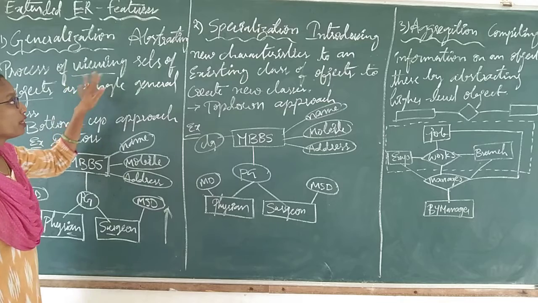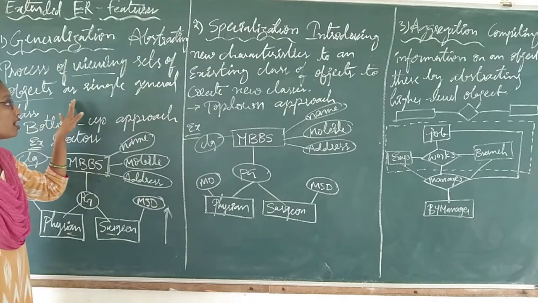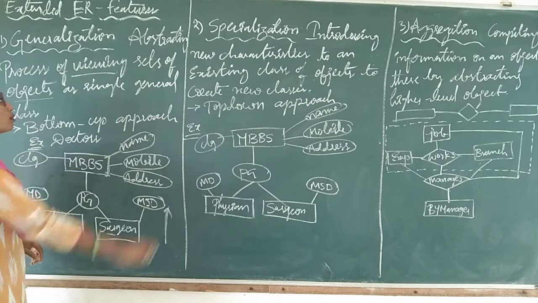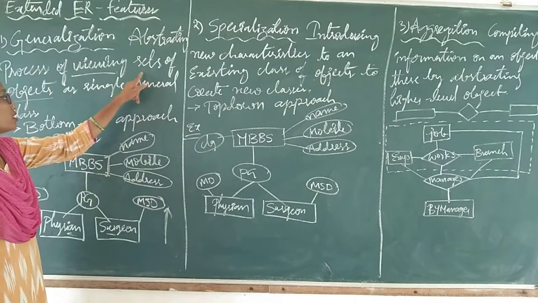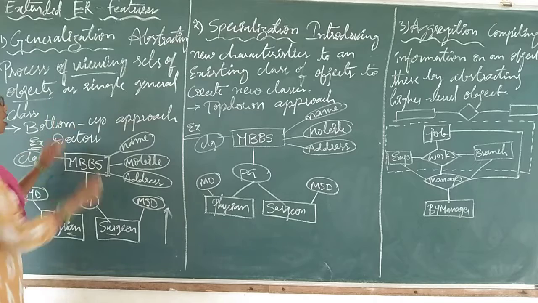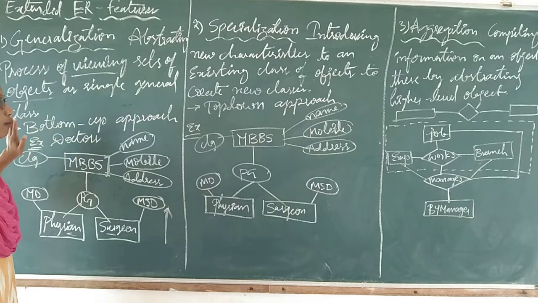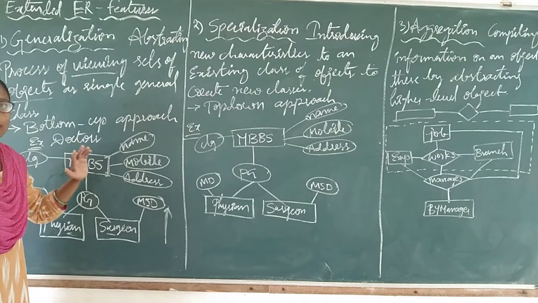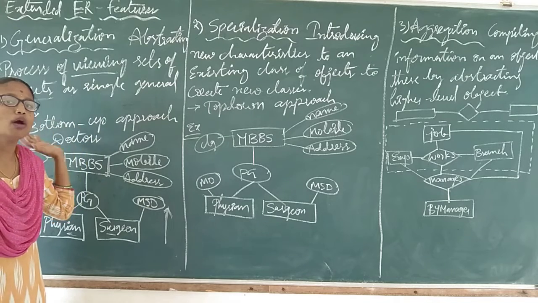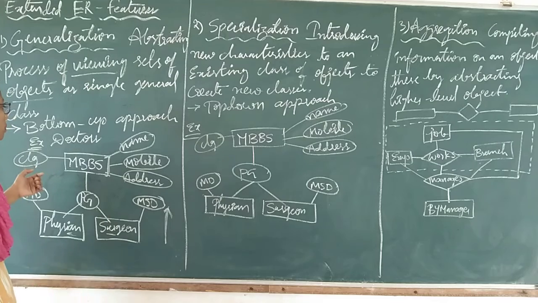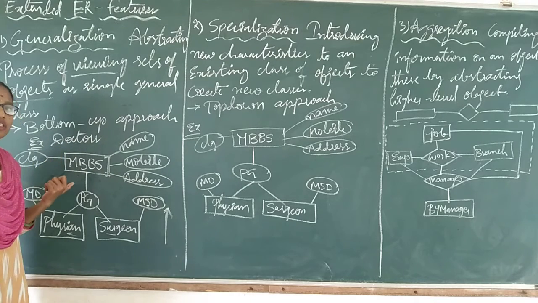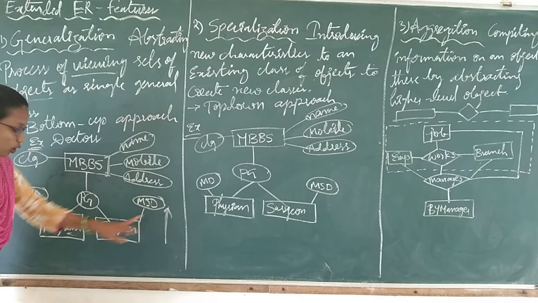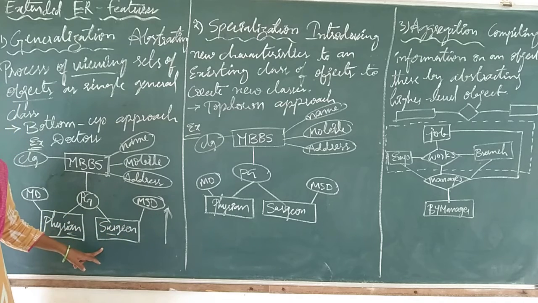Generalization is the abstracting process of viewing sets of objects as a single general form. Mainly it has a bottom up approach. Generalization follows the bottom up approach. Here we have an example, doctors. In this bottom up approach, physician and surgeon.